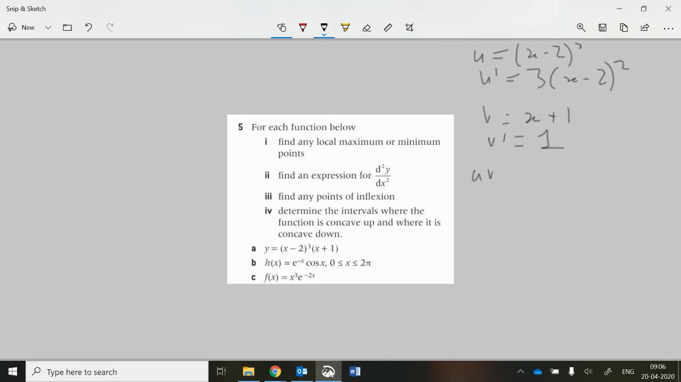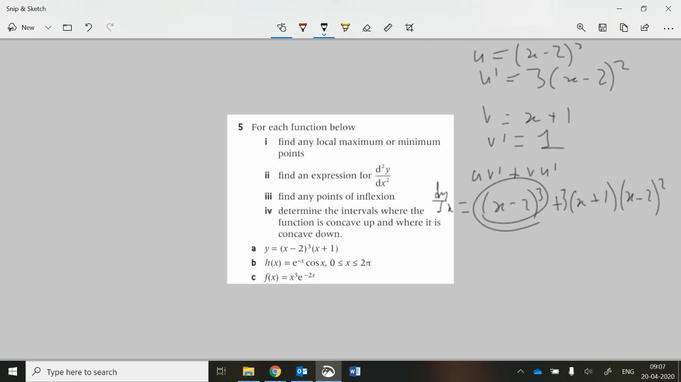So when we do u v dash plus v u dash, you're getting (x minus 2) cubed times by 1 plus, and v is x plus 1, and u dash is, we'll put that 3 at the front there, and (x minus 2) squared. Okay, then that's the first derivative, so we can call that one dy/dx. If we're looking for the second derivative, we'll need to do that process again.